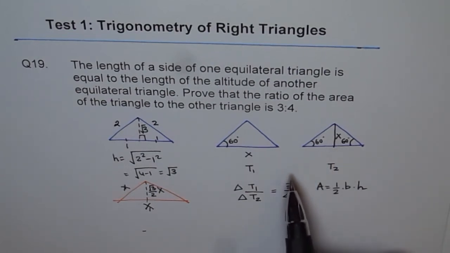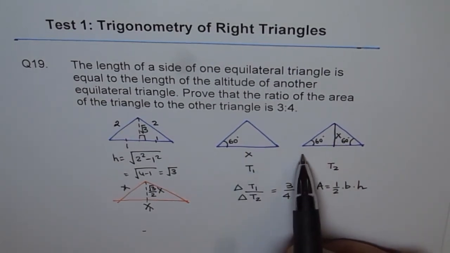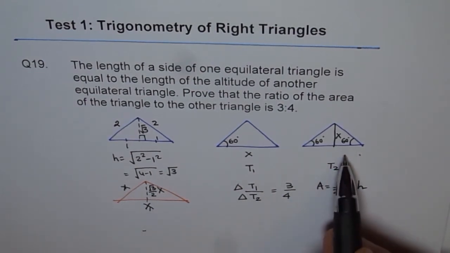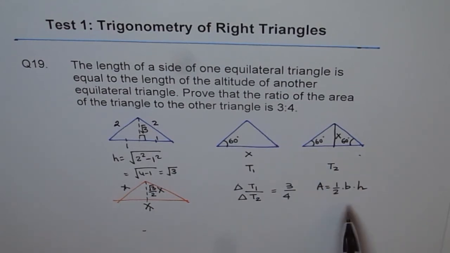Now in the second triangle, you are given the height. You have to find what the base is. So you can do the reverse calculation here. Do you see that? And then find out the area of the second triangle using the same formula. And you'll get the ratio as 3/4. Correct? So that is one way of doing it.